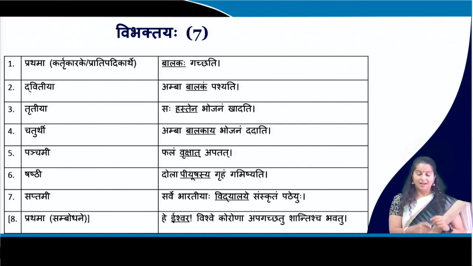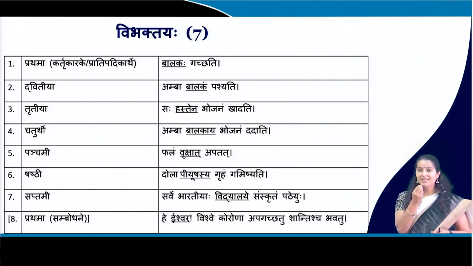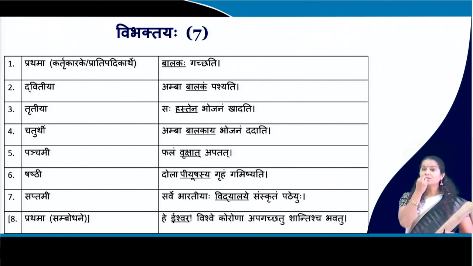Moving on, tritiya vibhakti. So he says saha hastena bhojanam khadati. So how does the bhojanam reach the mouth? With the hands. As soon as the hand does its action, the fruit has been enjoyed, and therefore hastena becomes the third or the karana karakam. Moving on, chaturthi. So the chaturthi is amba balakaya bhojanam dadati. So balakaya, who is the receiver of her action of giving? It is the balaka, and therefore the sampradana karakam.